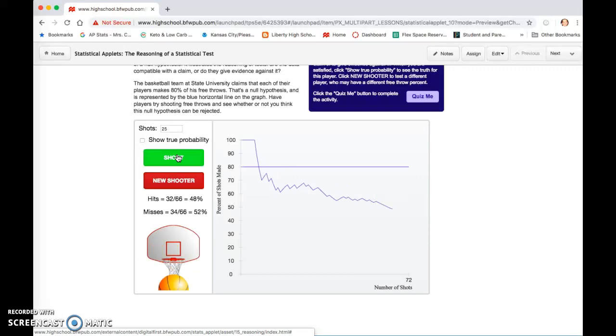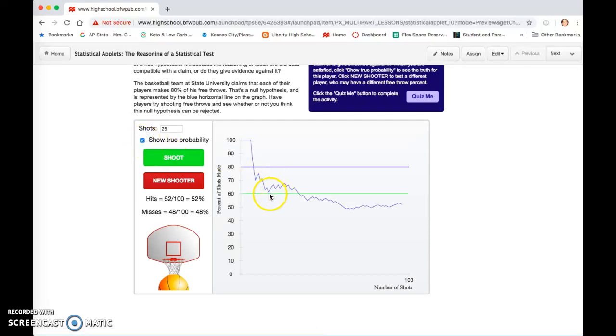And so if you look at the results, and remember we talked about how probability is more variable in the short run, but over the long run, it really starts to approach a specific value. We'll do one more time just to show you. We can start to assess whether we think this claim is true or not. Looking at my results, right now I'm at about making 52% of my shots. If I show the true probability, you can see that 80% was the claim.